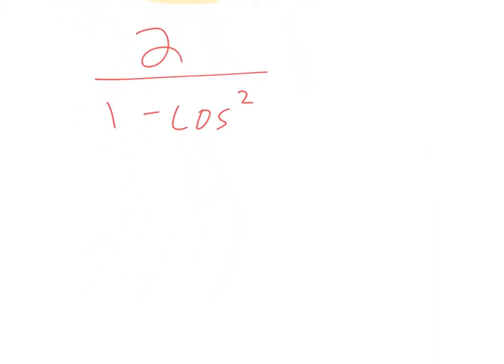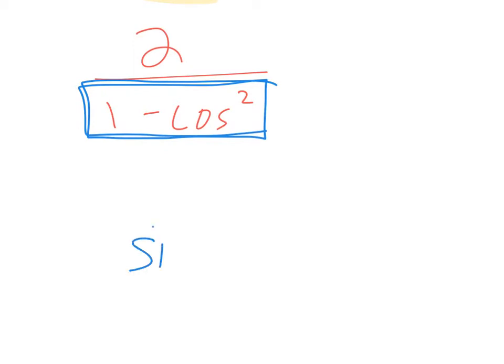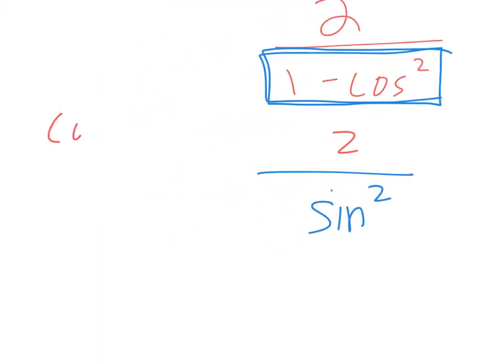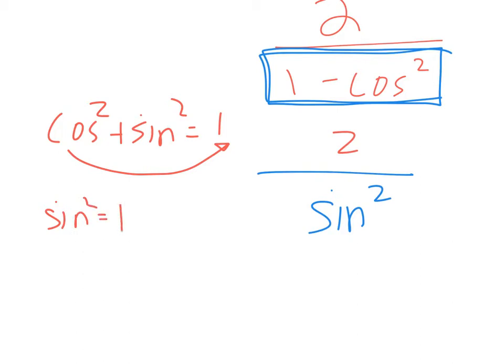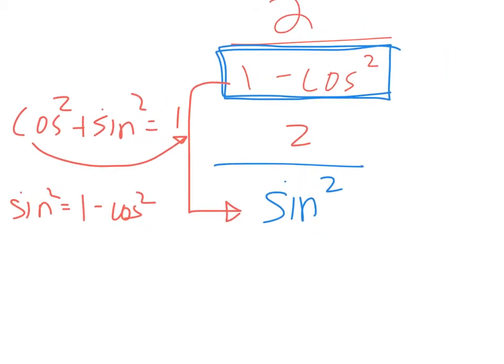Now it's time to do some trig substitution. Hopefully you know that 1 minus the cosine squared is also known as sine squared. That's a trig identity. Let me write it down over here in case you didn't. The cosine squared plus the sine squared equals 1. That's the main basic Pythagorean identity. So if I bring the cosine over to this side, I get sine squared equals 1 minus cosine squared. So I'm able to replace 1 minus cosine squared with sine squared.